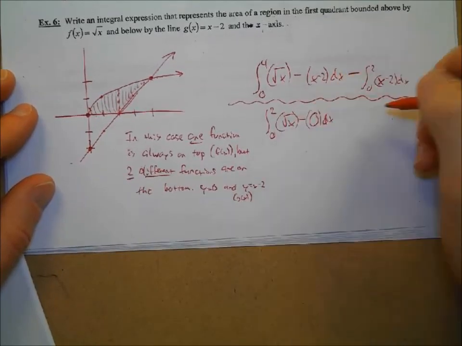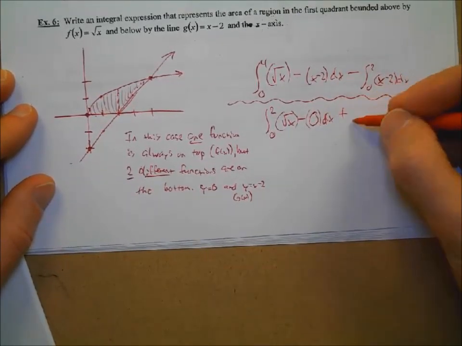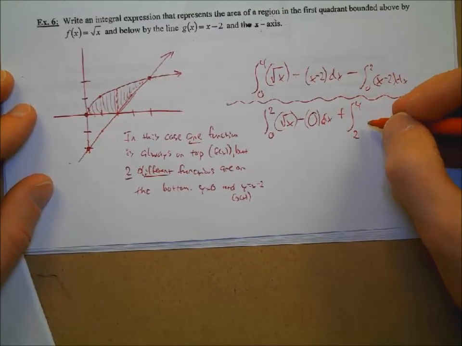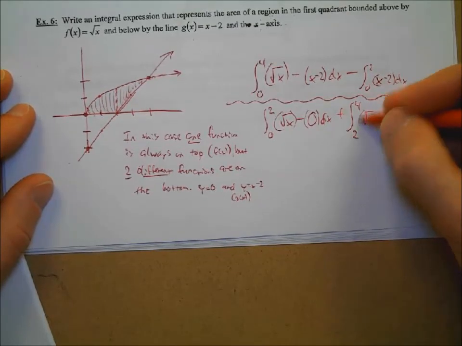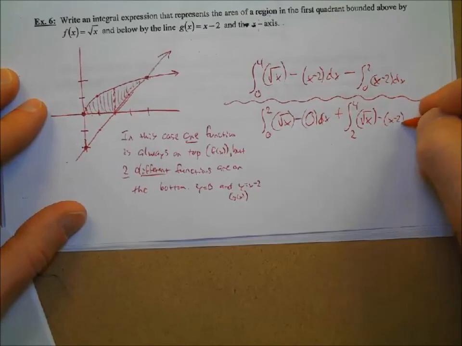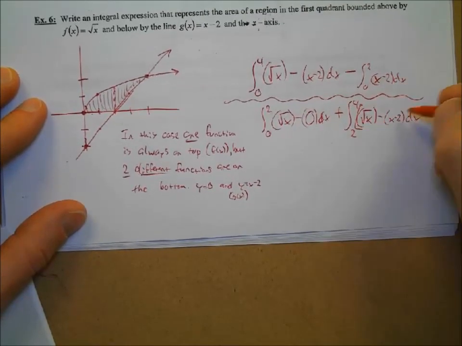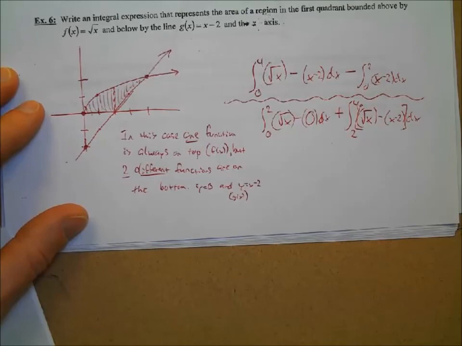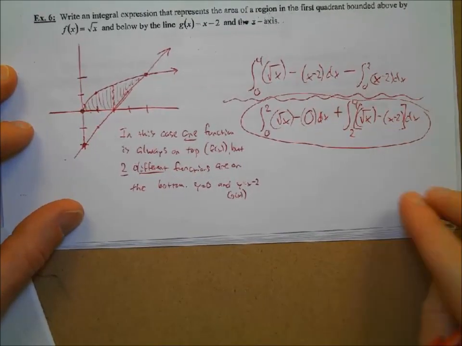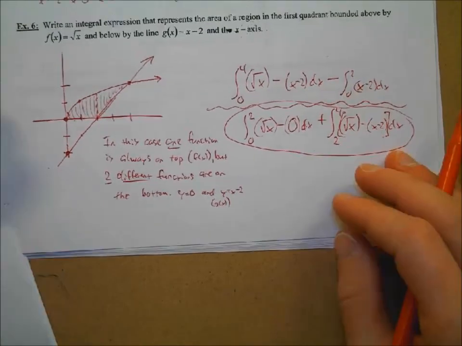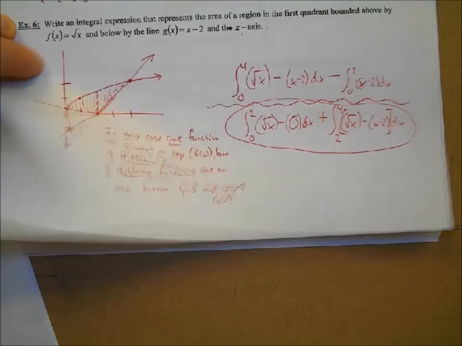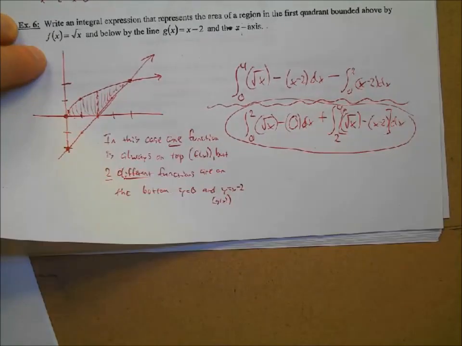And then we'll add to that the integral from 2 to 4. And our top curve in this case is still square root of x, but now minus what's our bottom curve this time? X minus 2 dx. And so that maybe is the easy way to see it there. This will work, though. I'm pretty sure. I'll have to check that. I think it should. Yes. All right. I guess we'll call it there.